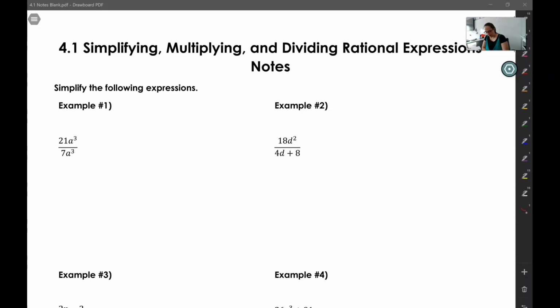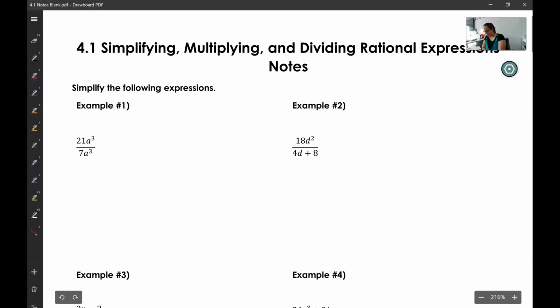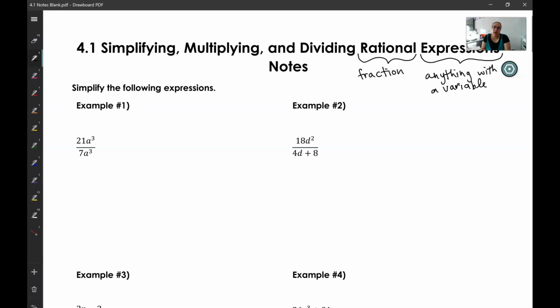Okay, let's start out with a little bit of vocabulary. I want to start by defining rational expressions, what it means. So rational, first off, is just a really fancy word for fraction. That's it. And an expression is anything with a variable or a letter. So this chapter, when we're talking about rational expressions, we're talking about fractions that have variables in them or fractions that have letters in them.